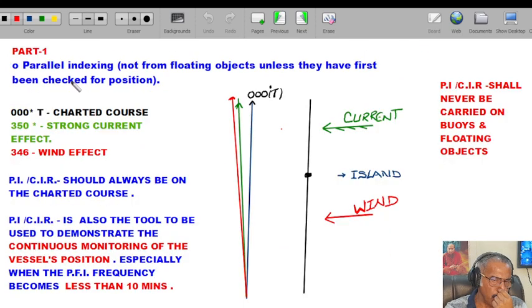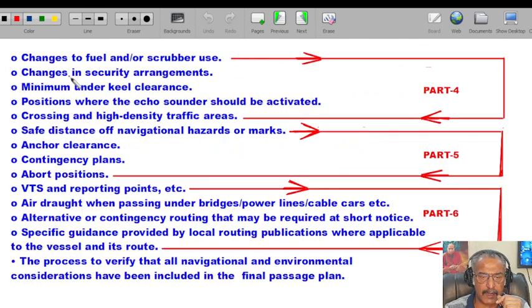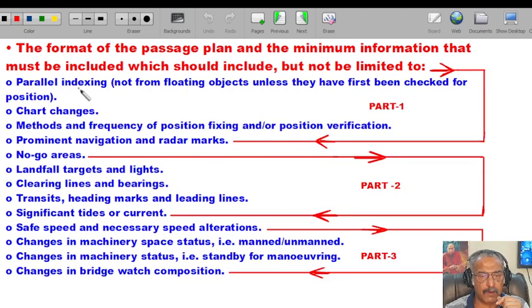Now, we come to part 1, what I had chalked down here. Part 1: first is parallel indexing, second is chart changes, third is methods and frequency of position fixing and/or position verification, and prominent navigation and radar marks. So this is what we are going to cover today in lecture number 53, part 1.